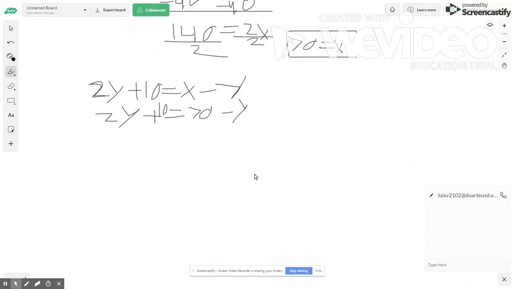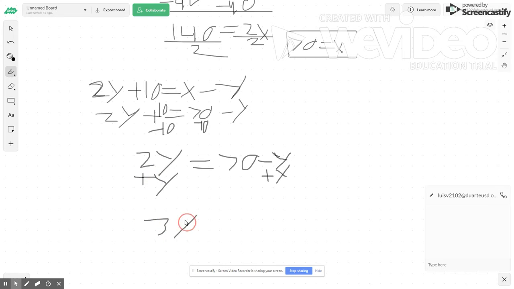So now what we're gonna do here is subtract 10 from both sides. And we'll get 2y equals 70 minus y. And we don't want y over here, so we're going to add it to the other side. And you're adding y, so then it'll be 3y equals 70. And then we also want y by itself, so we'll divide both sides by 3.